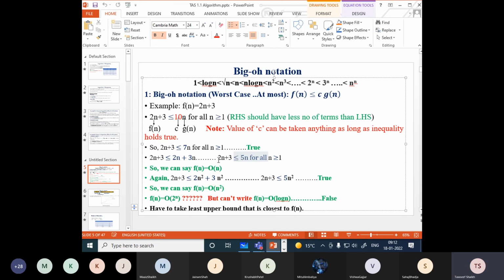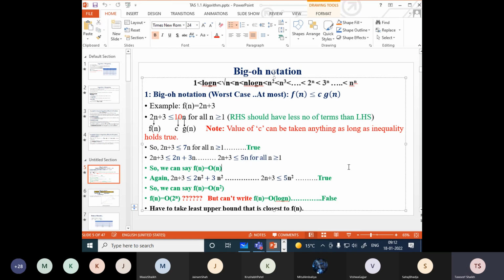So this is a rule for which n you have to select, 7n, 10n or 5n. For that, this rule has been given: the number of terms which are on the left hand side, you just add them and multiply them by n. That is the c which you have to take. So here the new c will become 5.